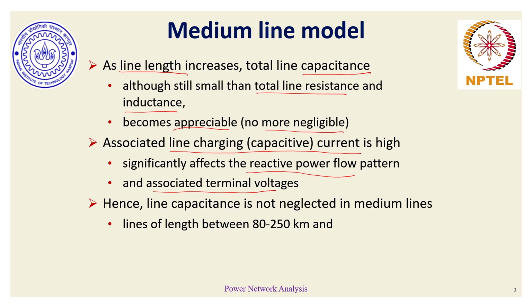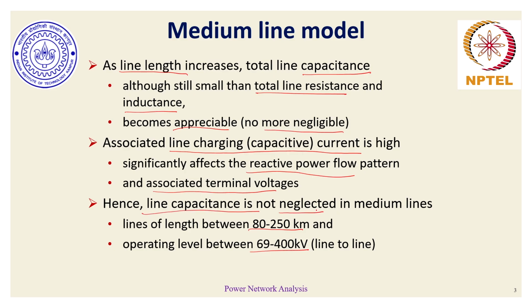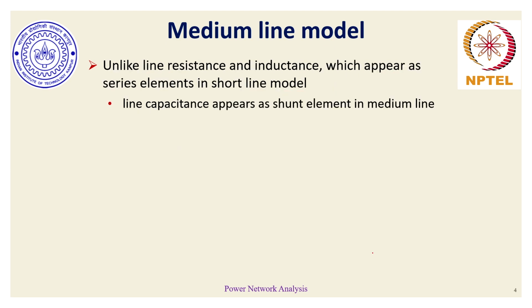And that's the reason why the medium line model comes into picture, which is generally applicable for lines of length between 80 to 250 kilometers and operating voltage line to line being between 69 kV to 400 kV, as indicated over here. We have also seen this in the previous lectures, what the medium line model is. So basically the nutshell is that line capacitance is not negligible for medium line models, and those medium line models qualify under these conditions.